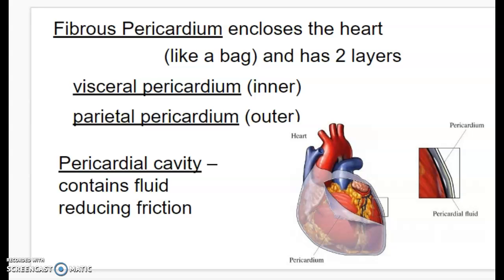Alright, continuing with the structure of the heart, we'll talk about some of the connective tissues that enclose it. First, you have the fibrous pericardium. It has 2 layers, and the first one is the visceral pericardium. If you recall, I think it's from the 1st or 2nd chapter, it's called visceral because it is directly connected to the organ, and pericardium means around the heart. And then you also have the parietal pericardium, which is the outer layer of this sac. Now the pericardial cavity contains fluid, and most of this is just to help reduce friction.